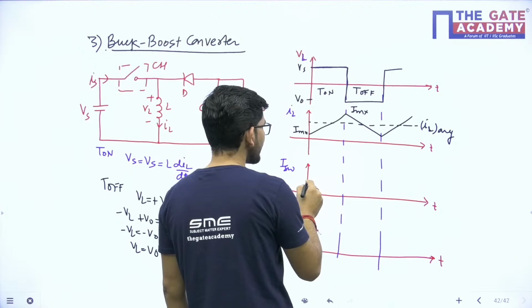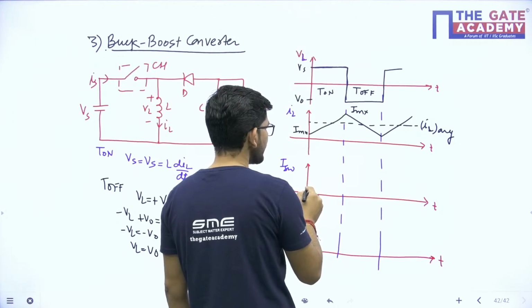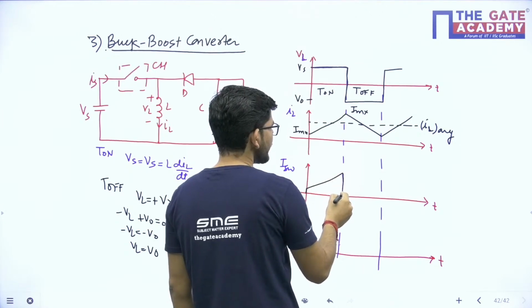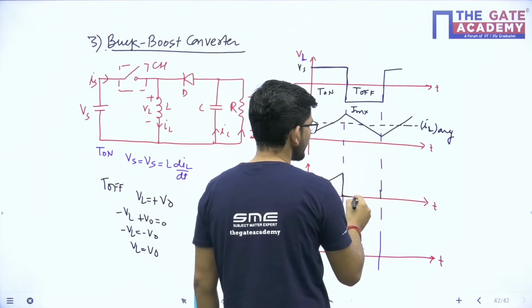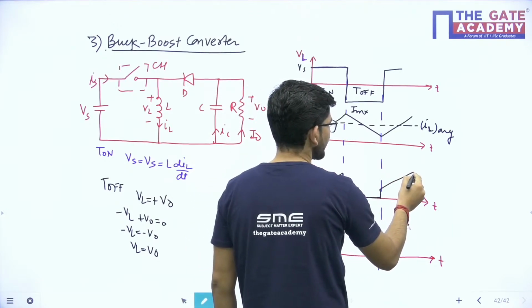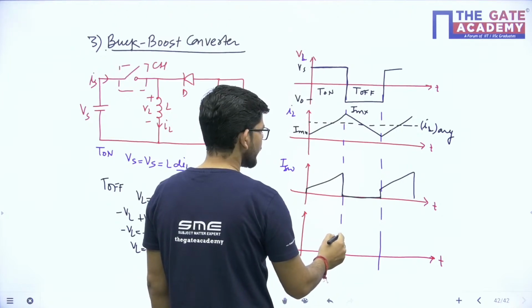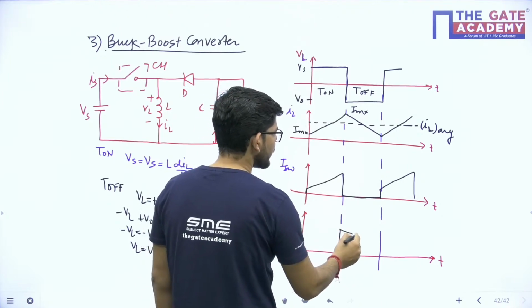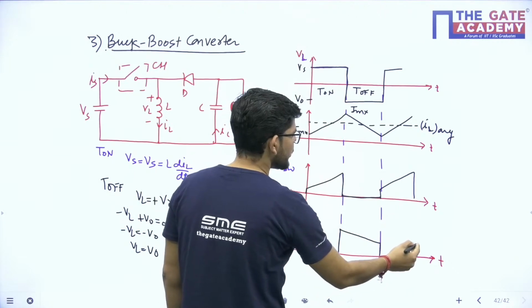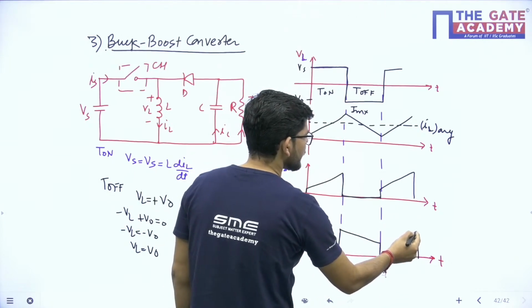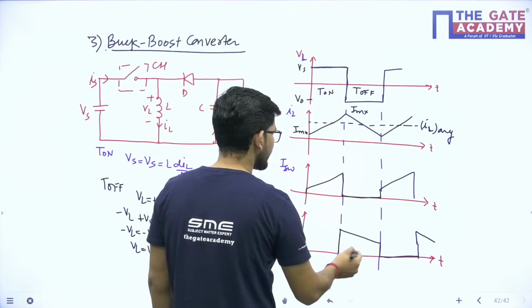What will be the switch current? The switch will carry the current similar to what we have during the on period. And what will be the diode current? The diode will carry the current we have during the off period, the portion of the inductor current that we have during the off period. So this will be my diode current.